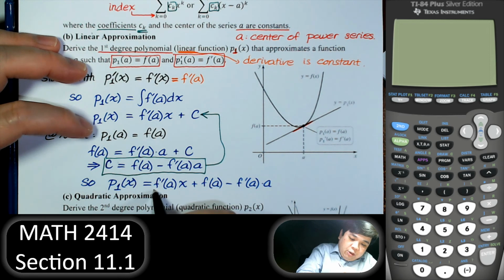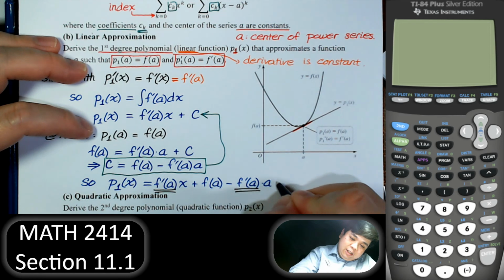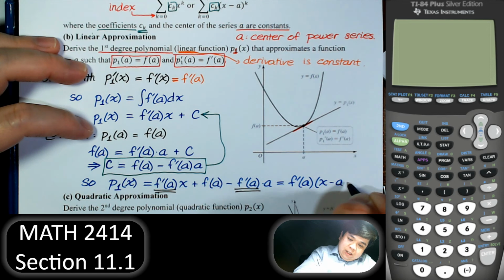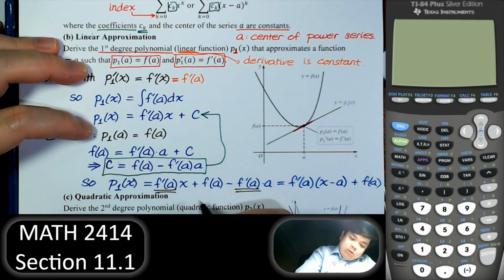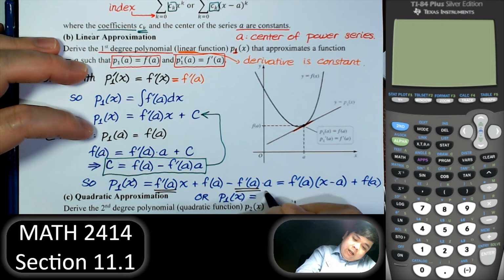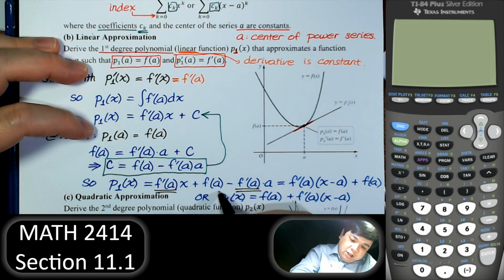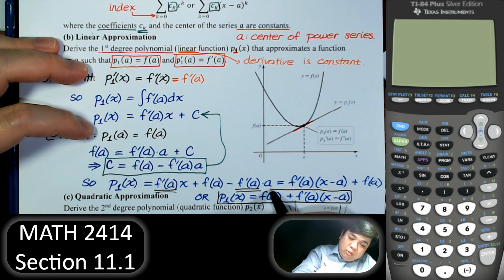Then both of these have the derivative. Factor it out. We have f prime of a times (x minus a) plus f of a. Or we can write it as f of a plus the derivative times (x minus a). Right. So that is the equation of the tangent line, or we can also call it the linear approximation.